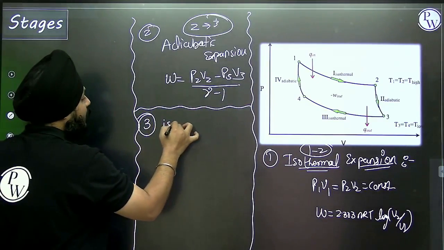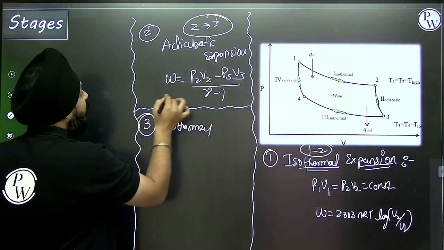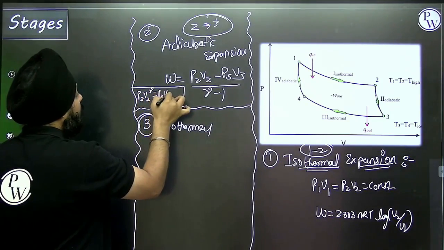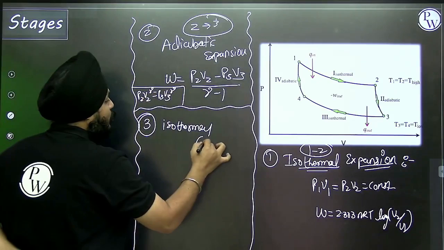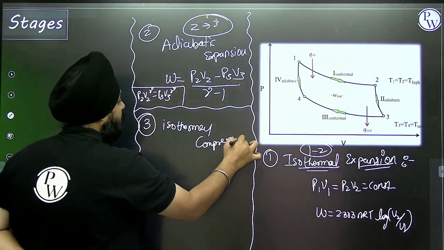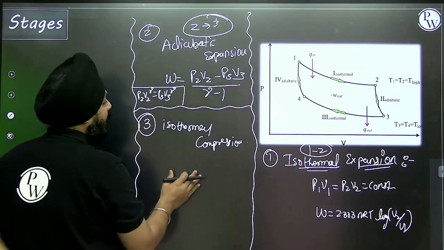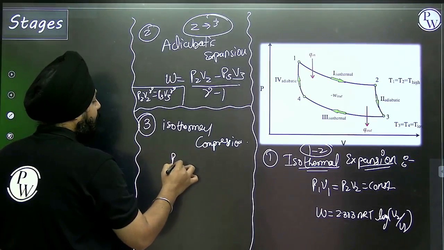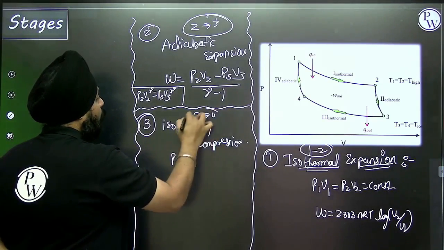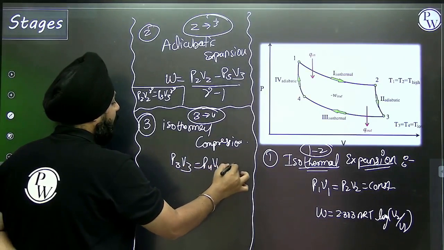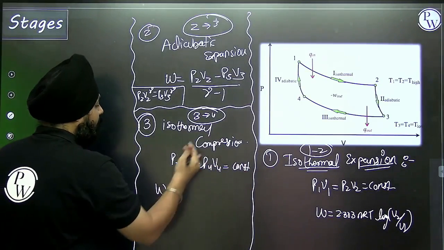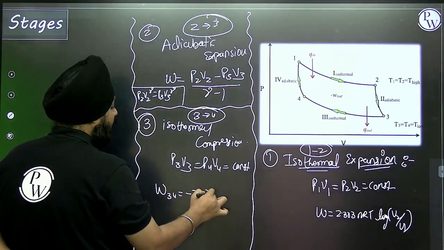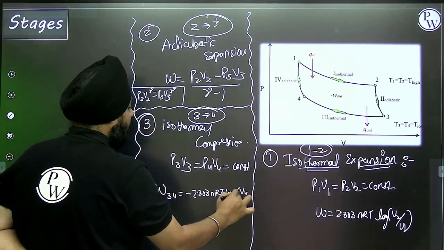Third is isothermal compression. Here we have the equation P2 V2 raised to gamma equals P3 V3 raised to gamma. For isothermal compression, going from 3 to 4, P3 V3 equals P4 V4, equal to a constant. Work done in this case, since it is a compression, is negative of 2.303 nRT log of V4 by V3.